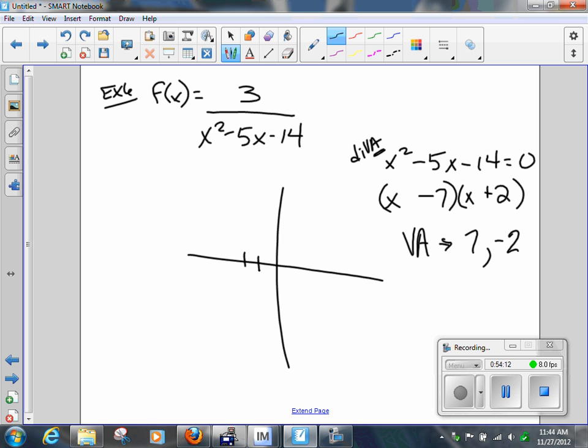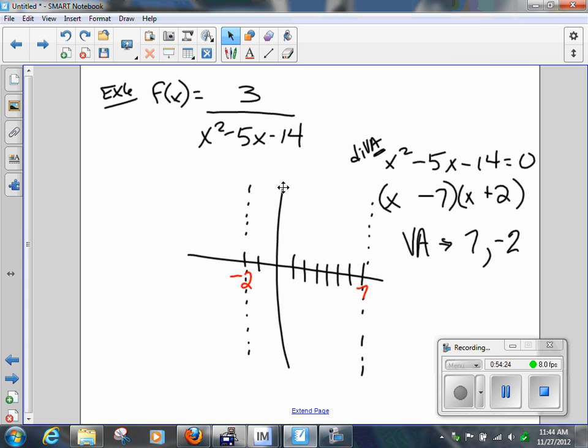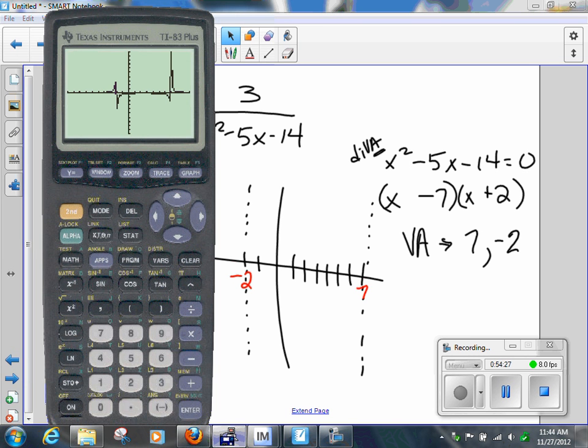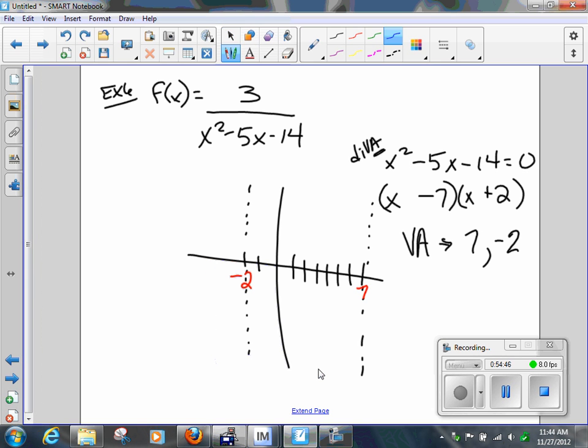Vertical asymptotes at -2, 2, 3, 4, 5, 6, 7. -2, +7. Hey, what about my horizontal? My horizontal asymptote? It's getting closer and closer to 0, isn't it? Isn't it getting closer and closer to the x-axis? And what do you notice? Folks, this is when you learn, you really figure it out.